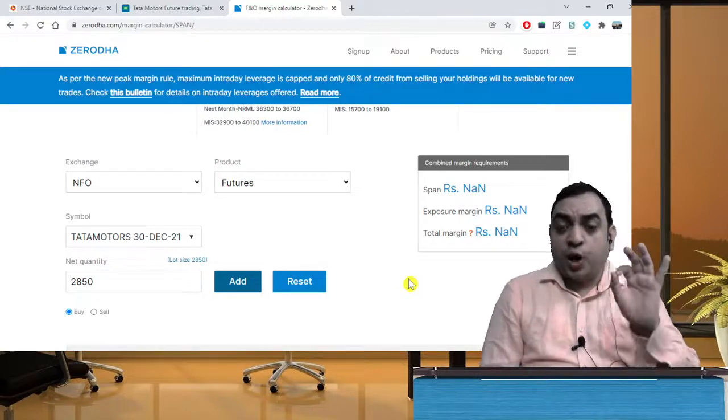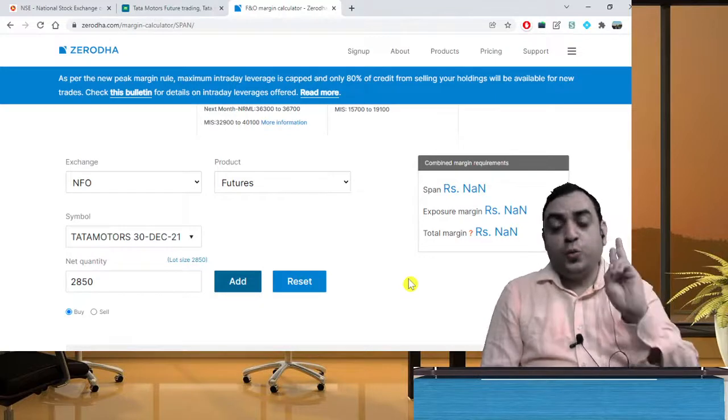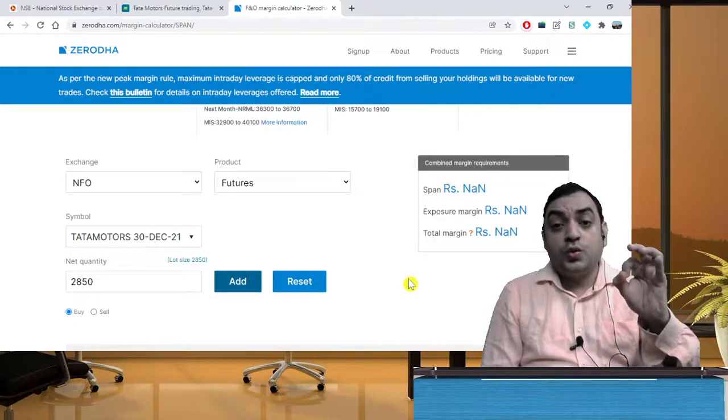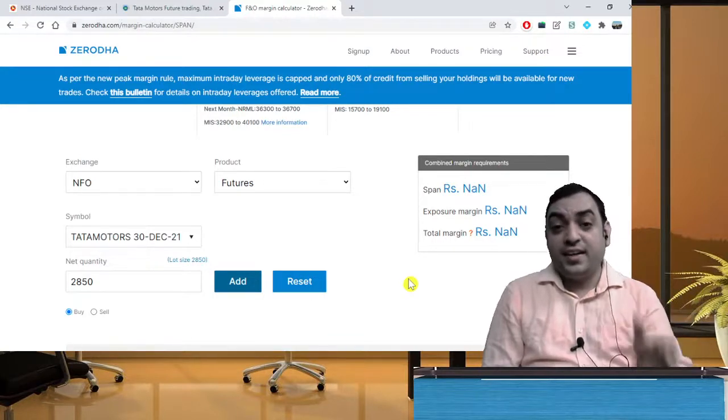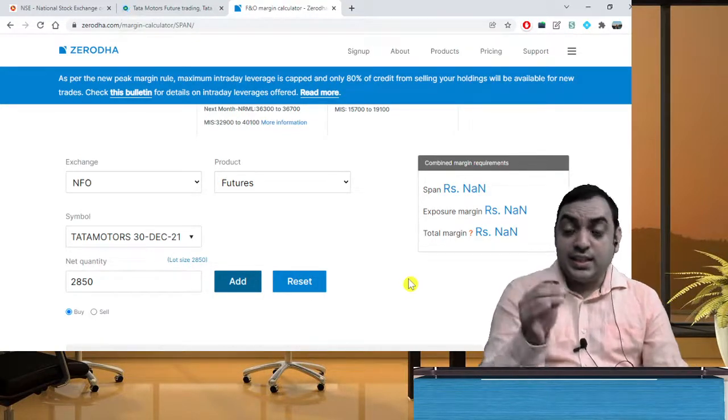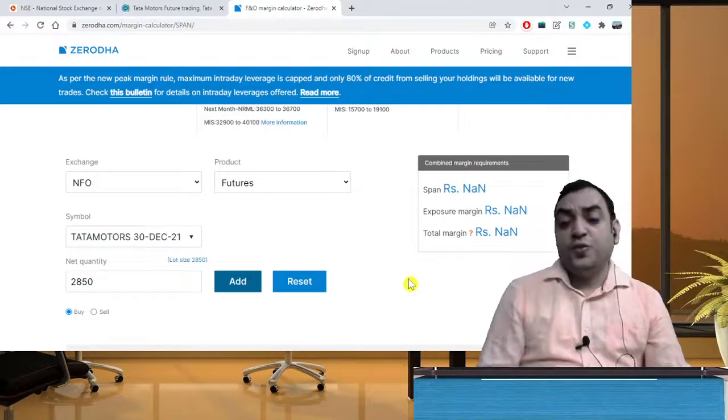We'll come to all those things. But in forwards, it is a contract between two people. There are no features like lot size, standard expiry date, or margin. These things come only in futures.